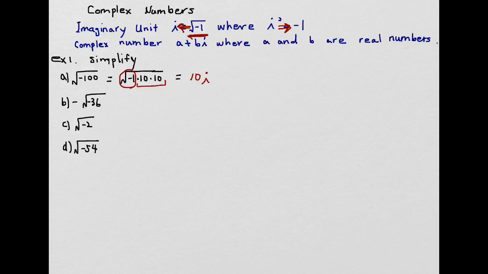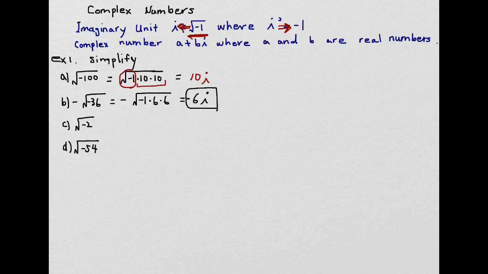Let's look at the next one. What if you have negative square root of -36? That negative will stay the same, but the square root of -36 is the same as the square root of -1 times 6 times 6. So 6 times 6 is just a 6, and the square root of -1 will be i. And don't forget you had a negative outside of the square root, right? So that will be your solution.